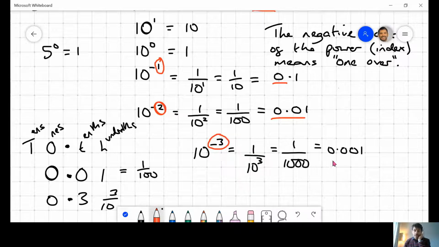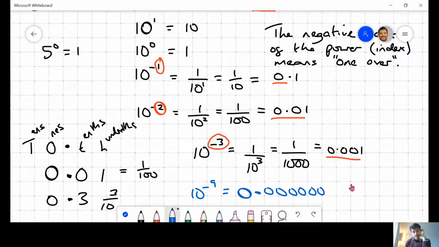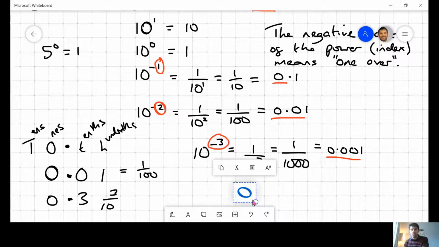10 to the power negative 3, 3 zeros. Okay, so it can be useful. So you could spot straight away, well, 10 to the power of negative 9 is going to be 1, 0 and then 8 zeros, so 9 in total. Okay, 9 there, so it's 9 zeros in total, including the 0 in the ones column. So that speeds things up a little. Write that down, please, of course.